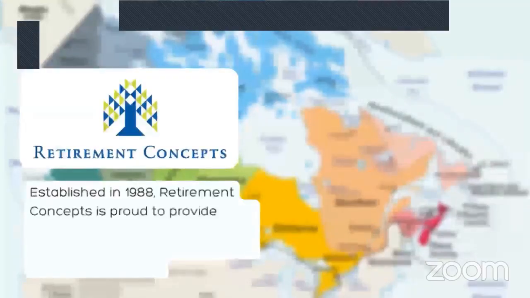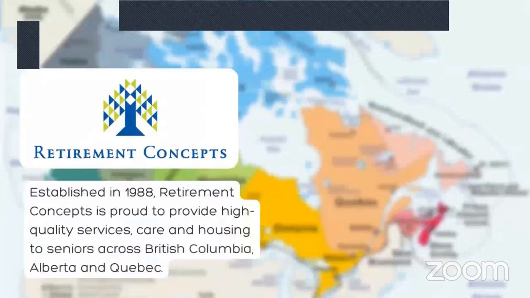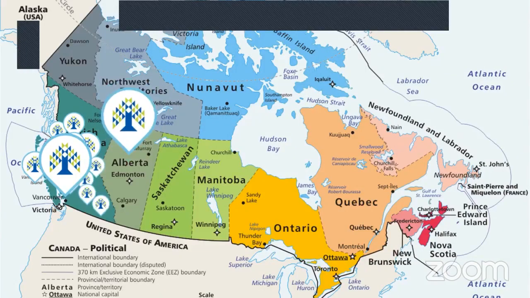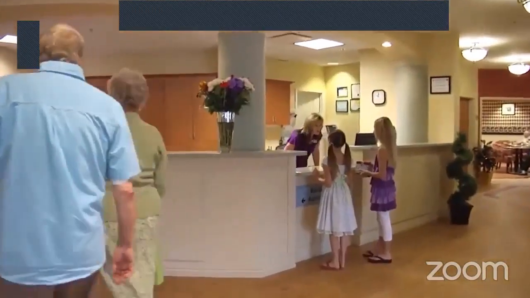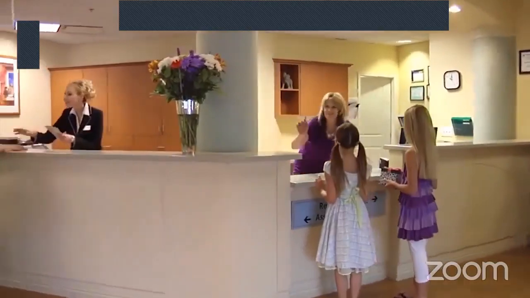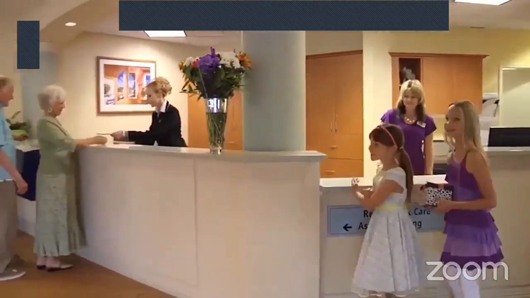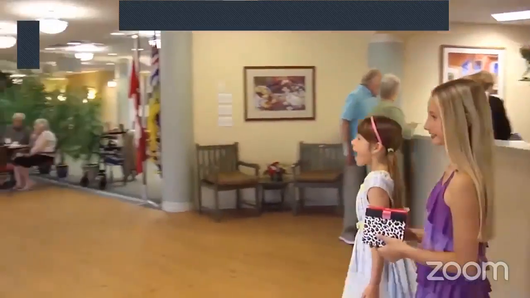Yeah, no problem. So Retirement Concepts, we are one of the biggest privately owned senior home companies in British Columbia. We have 23 homes. 20 of those are in British Columbia, one is in Alberta and one is in Quebec. So we are a very big facility. We have over 6,000 people now that work for our organization, and we are happy to have new people come and join us.